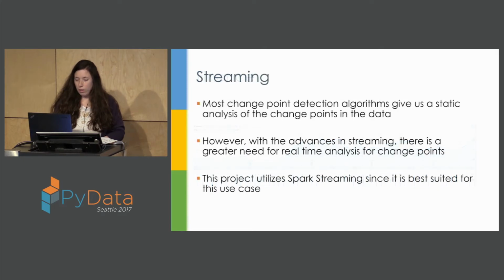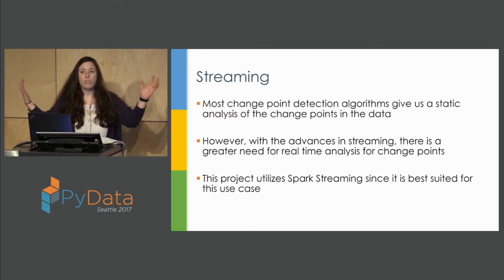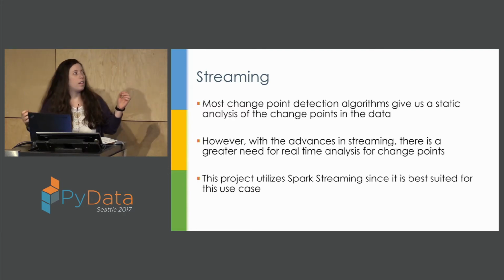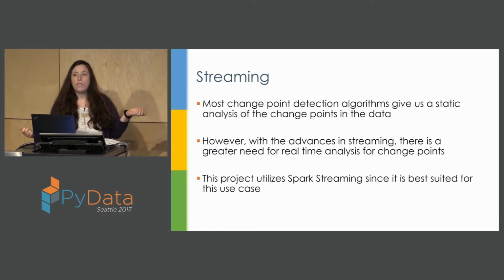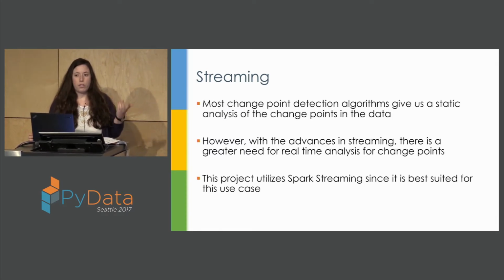Okay, so in the past, change point methodologies took a batch of historical data, and then they would look for the change points in that historical data. This is useful for some cases, but when we look at streaming, we want to be able to detect whether there's a change point as the data comes in. Spark streaming is actually perfectly suited for this use case. So that's the thing I used in my project.